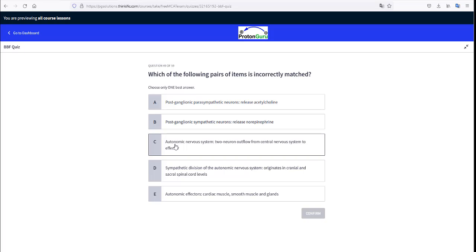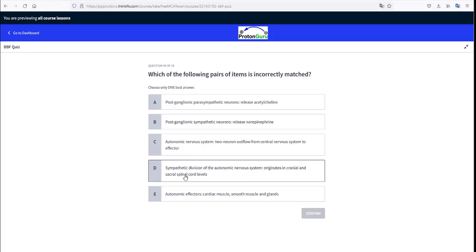Choice C, autonomic nervous system, 2-neuron outflow from central nervous system to effector. All right, so here now we're being asked about our knowledge of what represents the autonomic nervous system. And this is a correct role for the autonomic nervous system. Sympathetic division of the autonomic nervous system originates in the cranial and sacral spinal cord levels. That doesn't seem quite right. So all these other ones so far seem to be matched up pretty well.